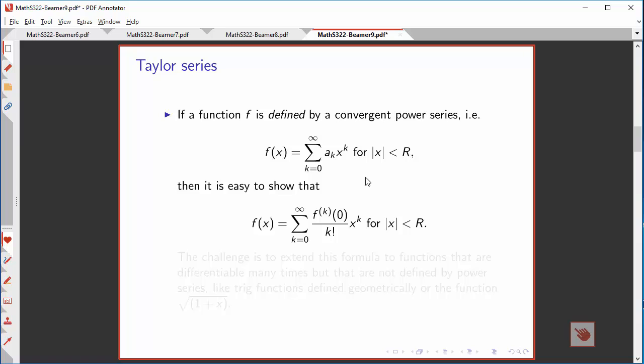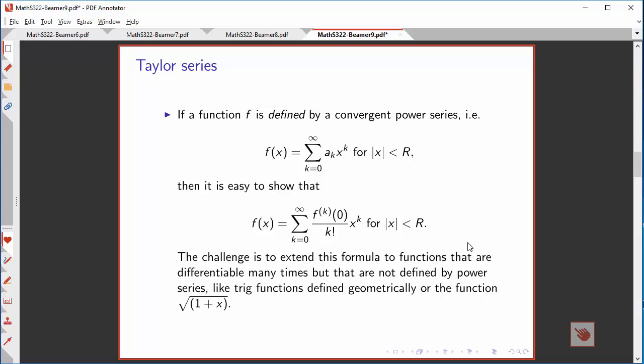In that case, it's very easy to show that f of x can be written as the kth derivative evaluated at 0 divided by k factorial times x to the k. Why? Because this kth derivative over k factorial is just a sub k. But that's not the theorem we really want.